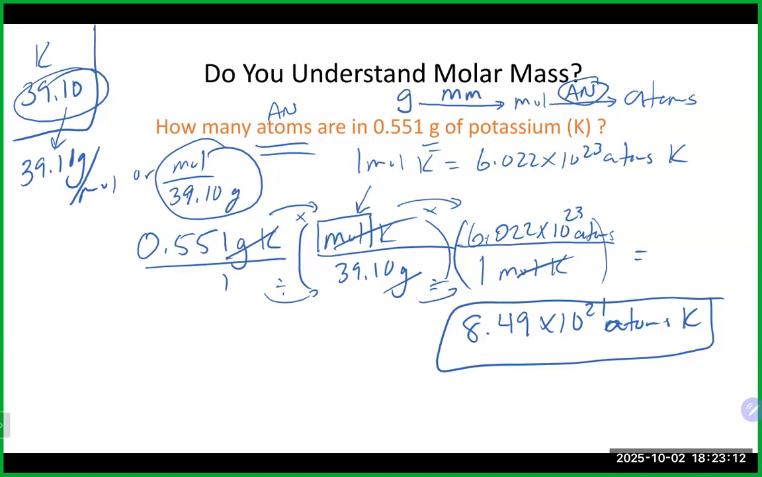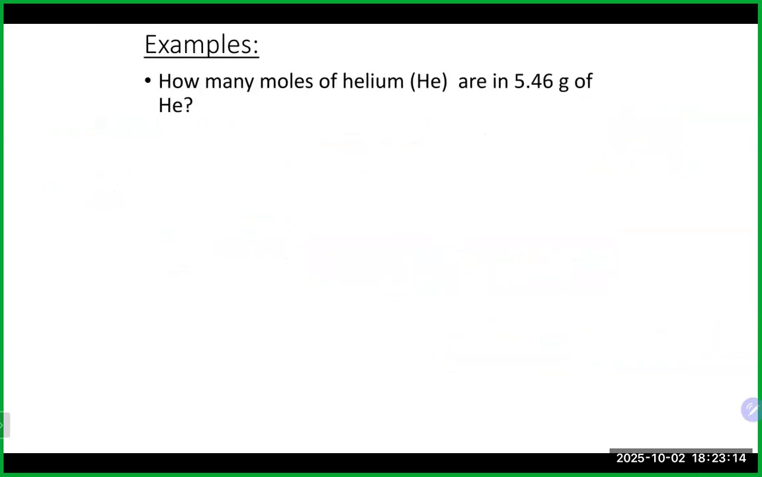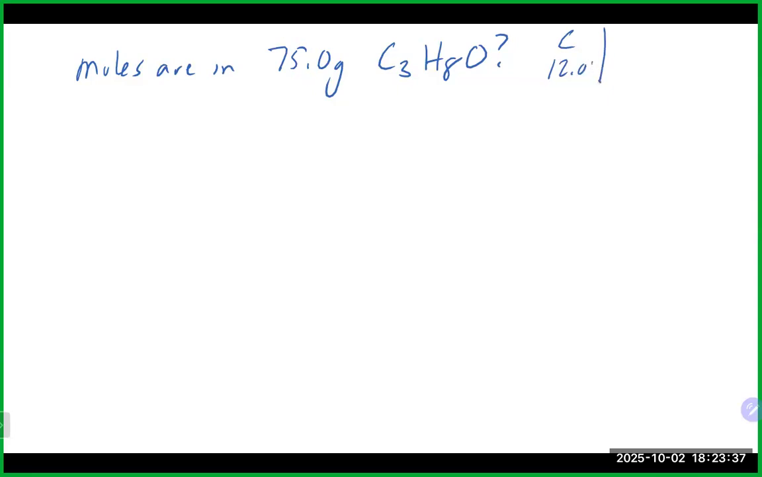All right, let us continue on here. Let's actually do, maybe not that one. Maybe we'll do this one. How many moles are in 75 grams of C3H8O? Give that a go. And a couple pieces of information: if you need it, carbon is 12.01, hydrogen is 1.008, and oxygen is 16. So give that a go.